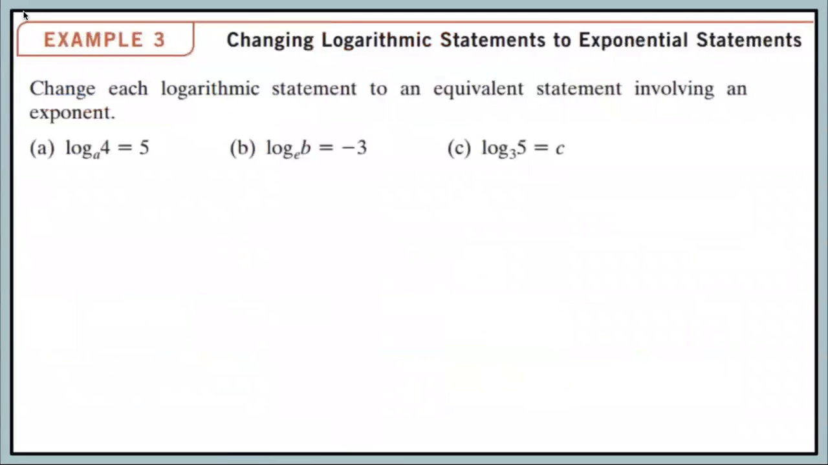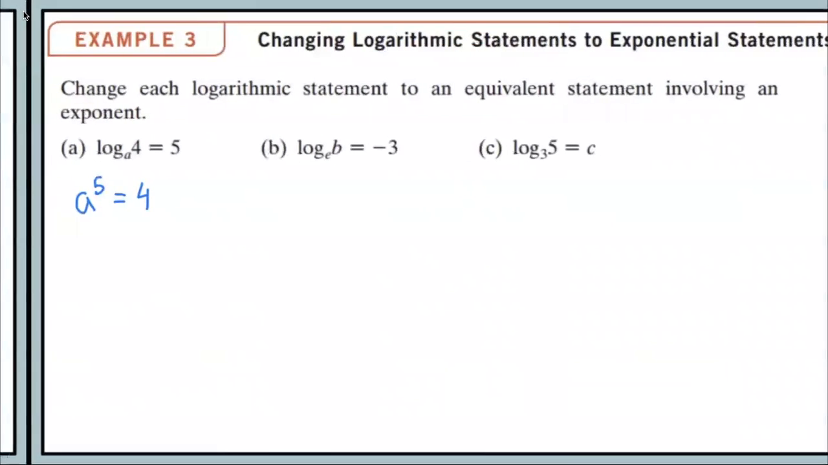All right, let's go to base 3. For each logarithmic statement, this time we're going to go backwards. Instead of going from exponents to logs, we're going to go from logs to exponents. So log to exponent, right? We have log base a of 4 equals 5. So this one is saying a to the power of 5 is equal to 4. So a is a, 5 is x, and 4 is y. But basically, it's easier to go the other way. For me, it's easier to go this way.